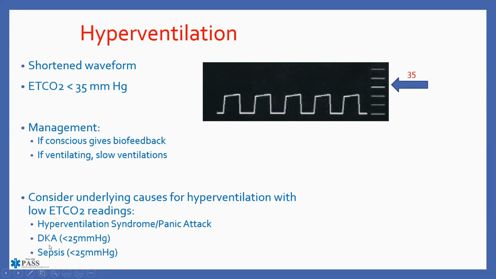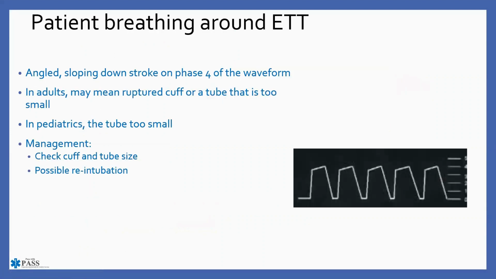In DKA, or diabetic ketoacidosis, when they go into Kussmaul respirations, they're going to start hyperventilating in that situation. So less than 25 is probably what you're going to see here. And then in your septic patients as well, less than 25 millimeters of mercury, it is a pressure measurement. All right, the patient breathing around the endotracheal tube.